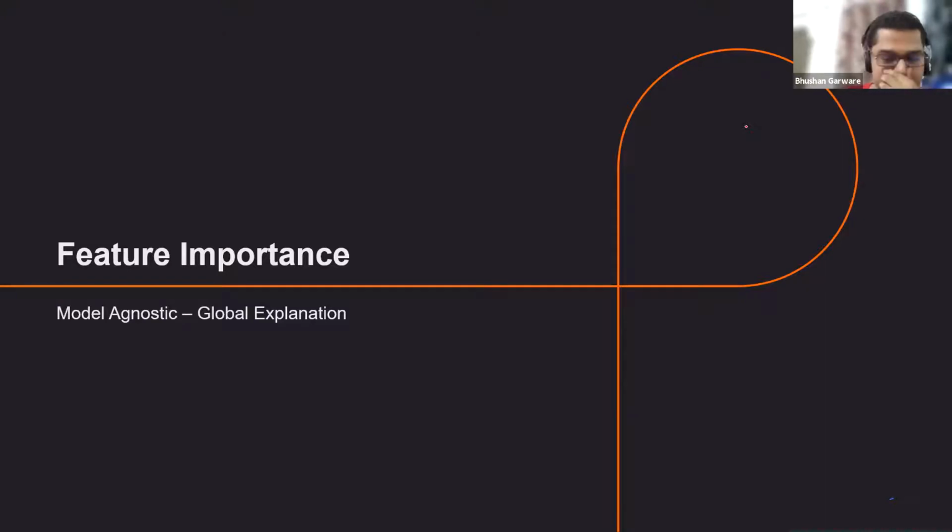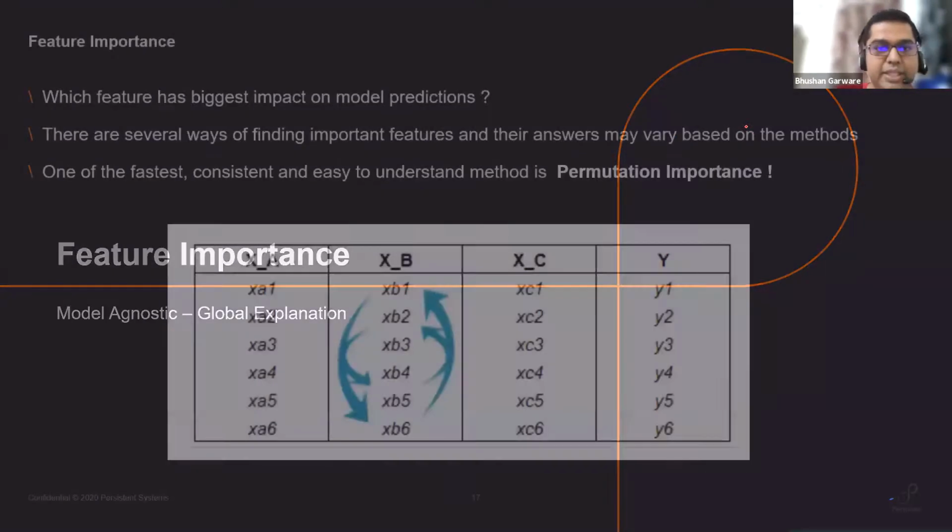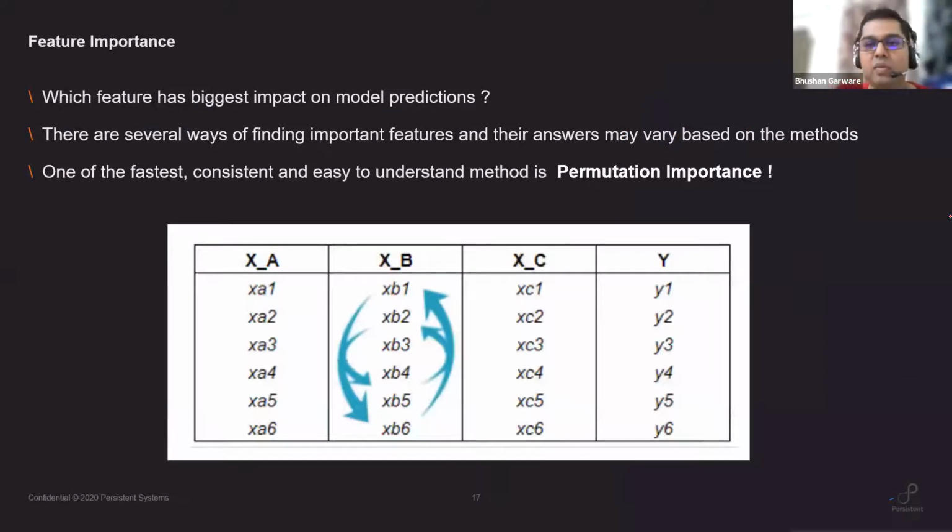First of all, let's try to understand what this method is all about. Feature importance: which feature has the biggest impact on model prediction? So it answers, out of my, suppose there are 100 features, which are the most important features that my model considers while making the decision? There are several ways of finding important features, and the answers depend on the method.